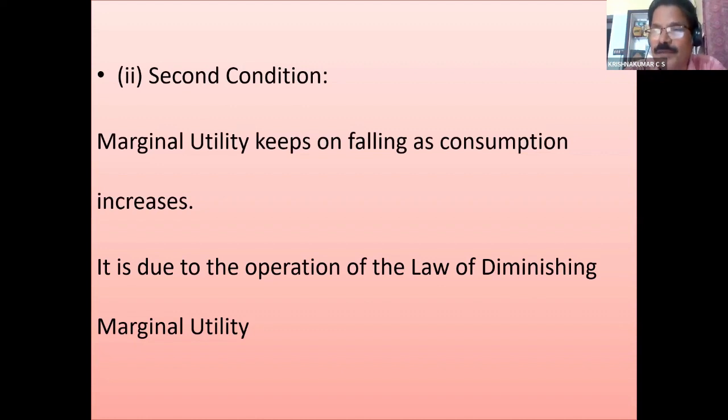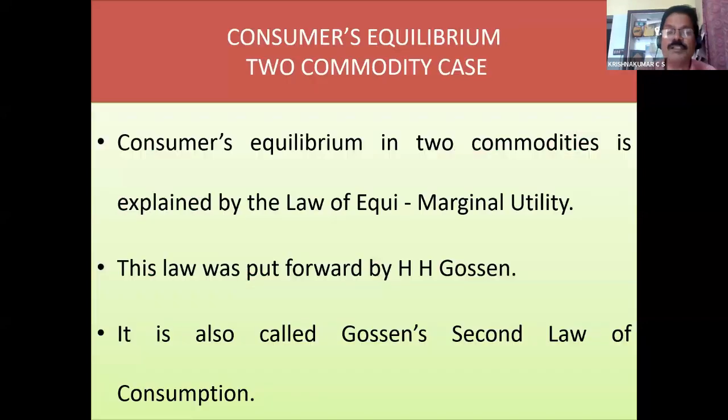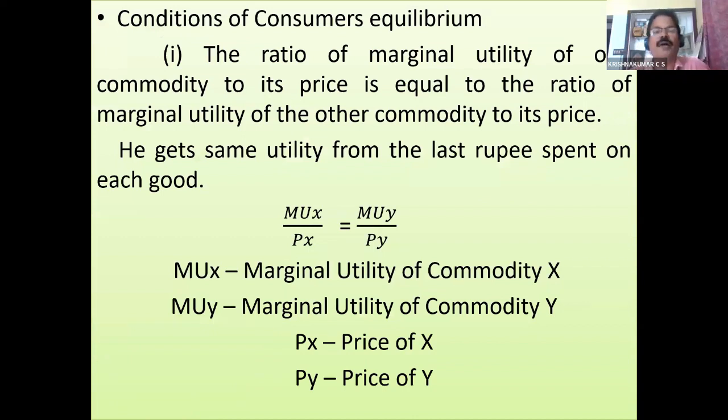So this is actually the first condition. Marginal utility of commodity X divided by price of X is equal to marginal utility of commodity Y divided by price of Y. The ratio between marginal utility of one commodity to its price is equal to the ratio between marginal utility of the other commodity to its price. So this is the second condition. Okay, and this law of equimarginal utility was put forward by H.H. Gossen. It is also called Gossen's second law of consumption.